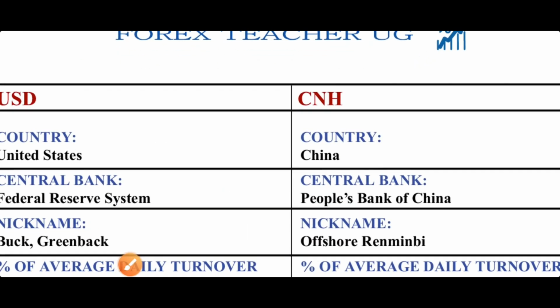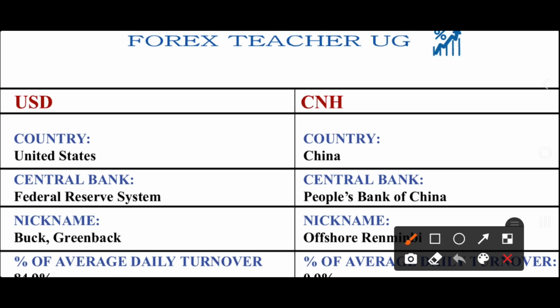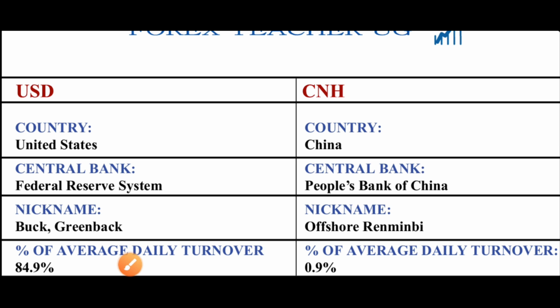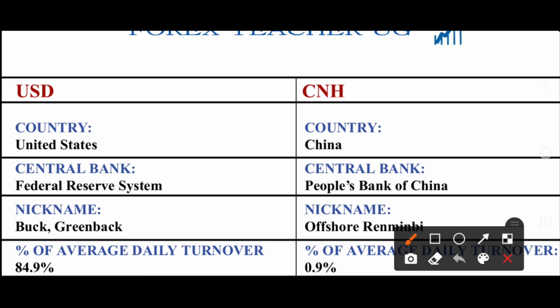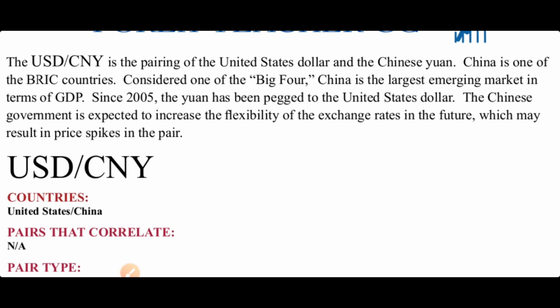So let's further look at it here, and we see that this, of course, is from the USA Federal Bank. The greenback is the nickname. So its average is an 84.9% return. When we look at CNH China, the central bank is the People's Bank of China, offshore renminbi, and the average daily return is 0.9%.